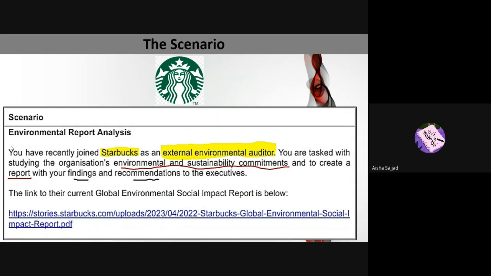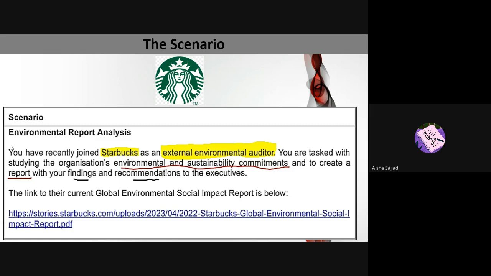Okay. So moving on to the assessment. The assessment basically starts, this report for unit 3 starts with being provided a scenario for the learners. The scenario basically says that you have been hired by Starbucks, which almost all of us know, a coffee outlet, an international coffee company, which is pretty famous. So Starbucks has hired you as an external environmental auditor.